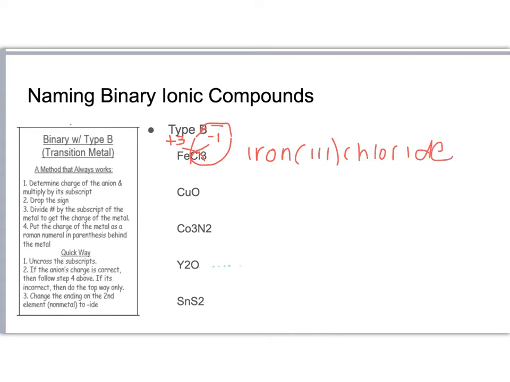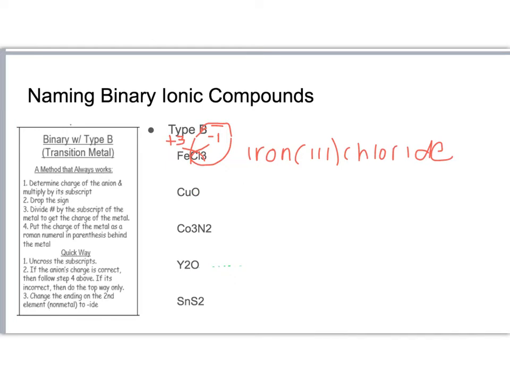In our second example, there are no subscripts, so this quick way doesn't really work for us here. We know that they're in a 1-to-1 relationship. You cannot crisscross those ones back up. If you did so, you would see that oxygen is a -1. We know that is not the case, and so because of that, this quick way would not work.